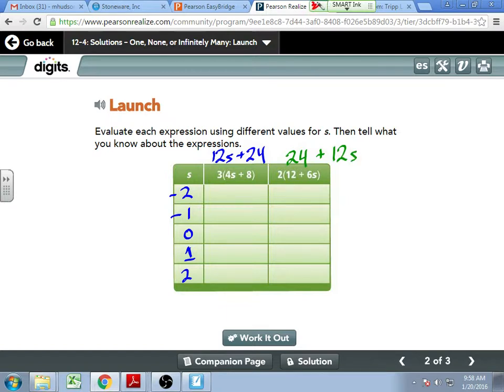So if I plug in a -2, put a -2 in for s, 12 times -2 would give me -24, then plus 24, 0. -24 plus a positive 24 brings us back to 0. If I plug it in over here, I get the same thing. Is it the same? If I plug in -1, I'm going to get a -12 plus 24, which would give me 12. And if I do it over here, I get the same thing.